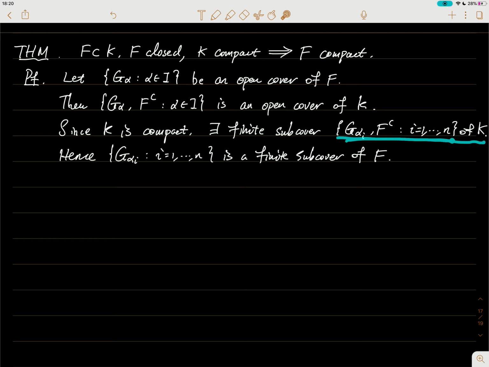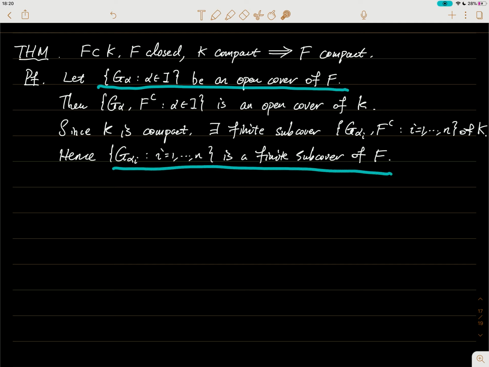But F complement doesn't help to cover F, because it only covers everything outside of F. So that means the G alphas here are a finite subcover of F. They will cover F. Up to this point, we showed that for every open cover of F, there exists a finite subcover. And this means F is compact.